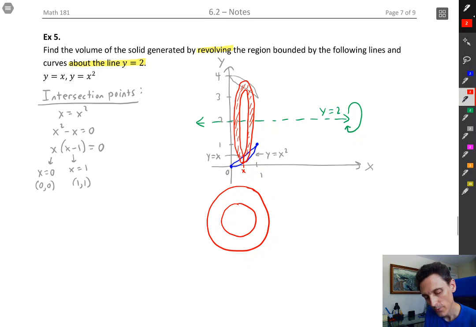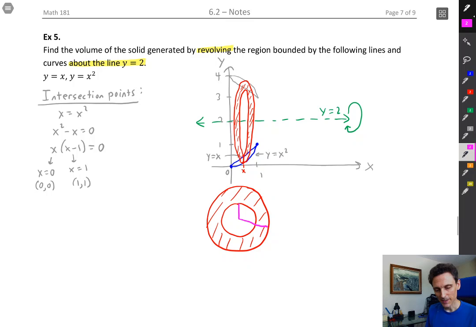We need to come up with a formula for the area of these washers. So we'll need to find the inner radius and the outer radius, so we can do the area of the outer circle minus the area of the inner circle. Now here we have to think a little bit about what our inner radius is going to look like.